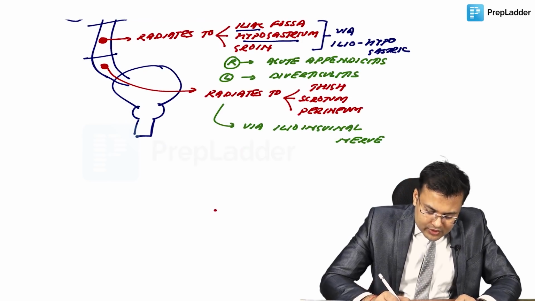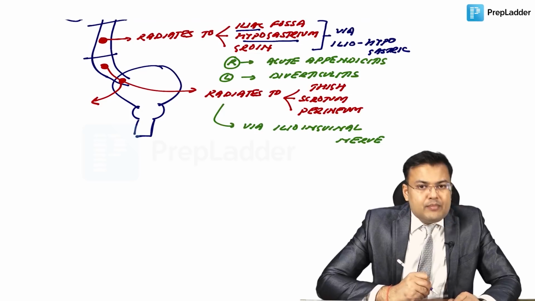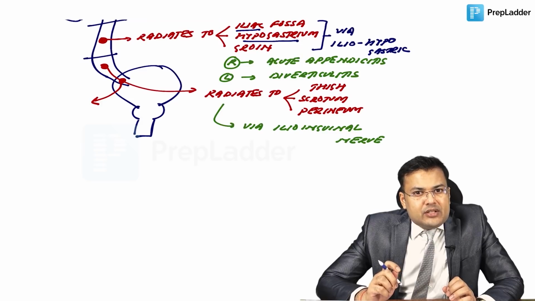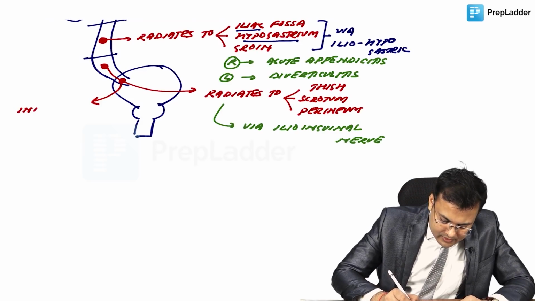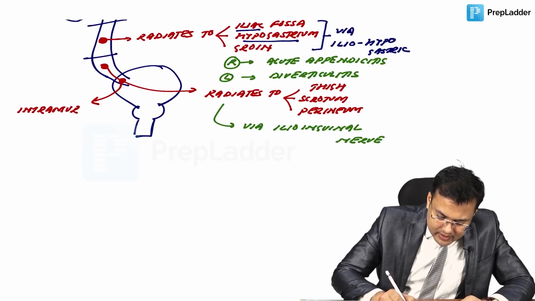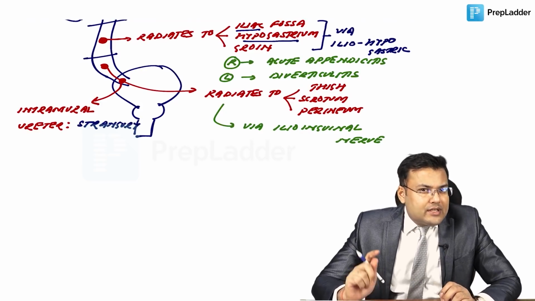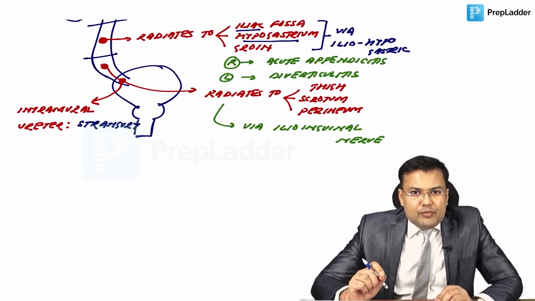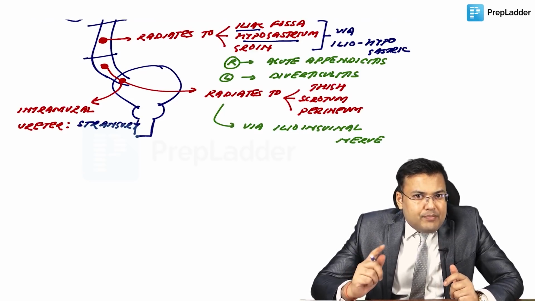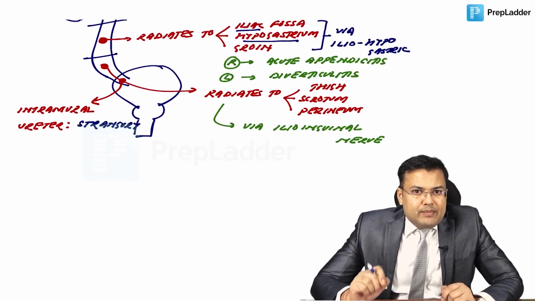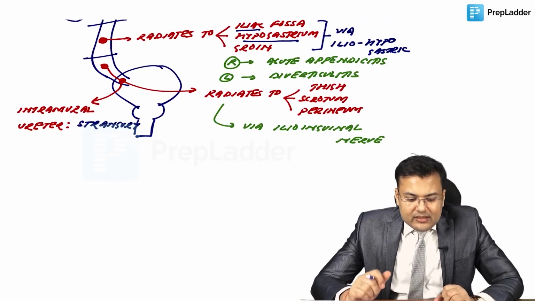Now sometimes the stone is stuck here, where? In the intramural ureter. And when the stone is stuck in the intramural ureter, the patient is having strangury. So what is strangury? It's a painful frequent urination of small volume. Patient has to strain too much to expel the urine. So that's strangury. So these are the clinical features.